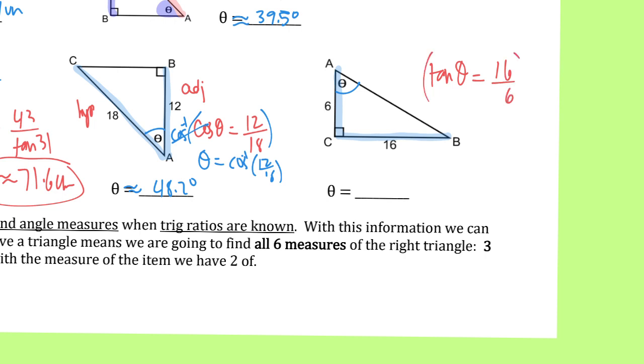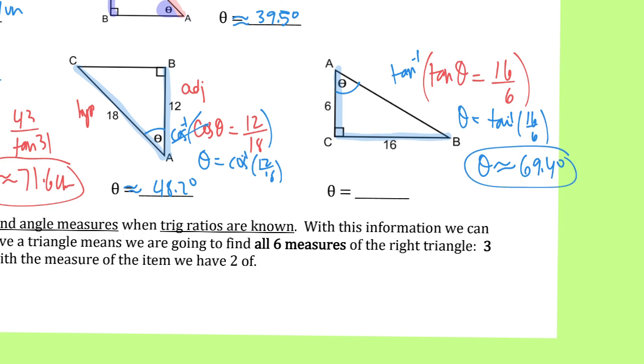To get theta by herself, you want to untangent both sides. So theta is equal to the inverse tangent of 16 over 6. And that theta is about 69.4 degrees. Always label your answer. If it's an angle, do degrees. If it's a measurement, do units.